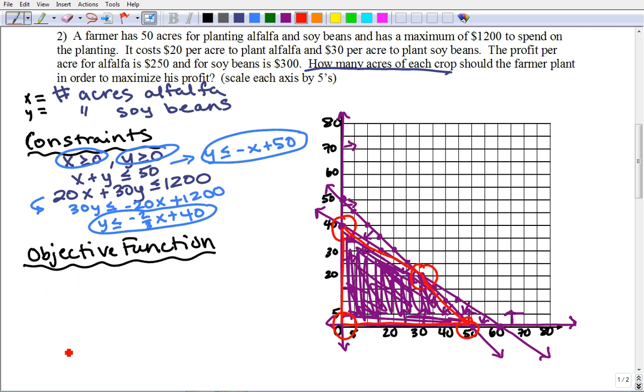Oh, well, I need my objective function. I totally forgot about that. My objective function is going to be P equals. Okay, and that's, again, going to talk about maximizing our profit. So we make $250 for each acre of alfalfa, x, and we make $300 for each acre of soybeans, y. Okay, now we can list out our vertices. So we have, the corners are 0, 0. We have 0, 40. We've got 30, 20, and then 50, 0.